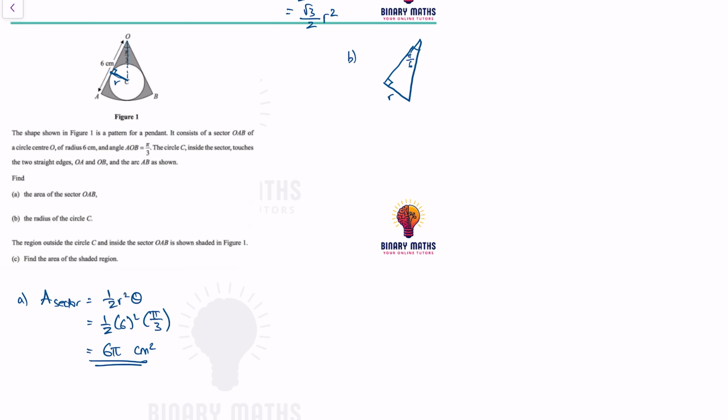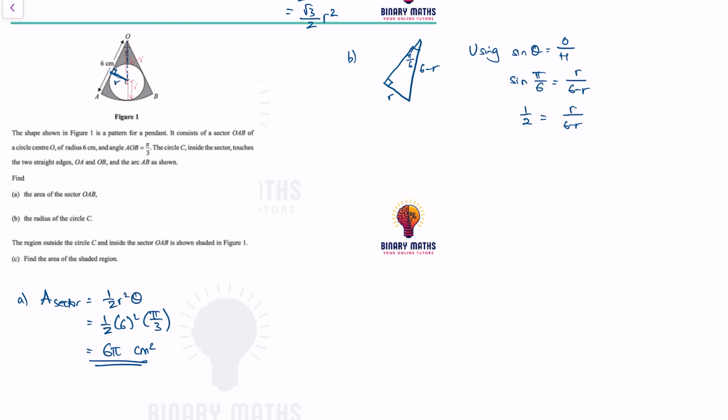We know that is all 6, but we also know that is R. So that means this part must be 6 take away R. So this is 6 take away R. We've got opposite and hypotenuse. So using sine theta is equal to opposite over hypotenuse, then we've got sine pi over 6 is equal to R opposite over hypotenuse, which is 6 minus R. Which means sine pi over 6 in your calculator gives you half. Half is equal to R over 6 minus R.